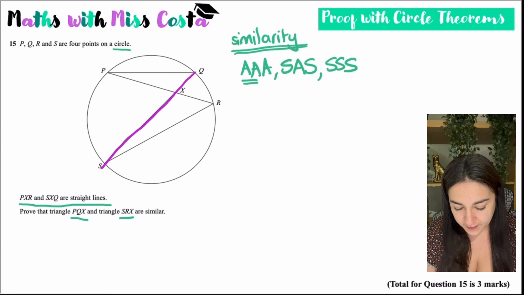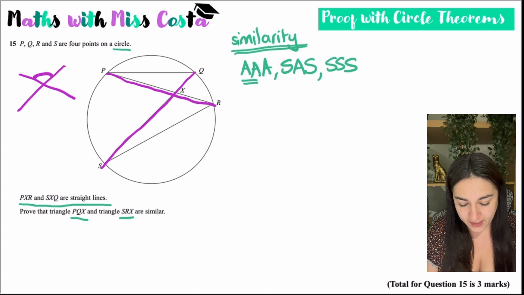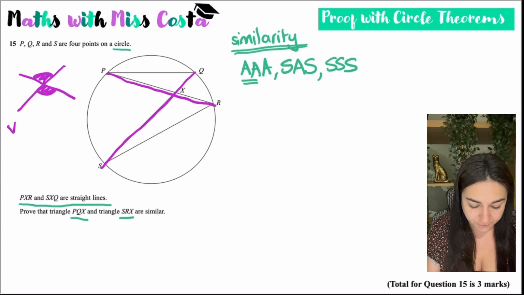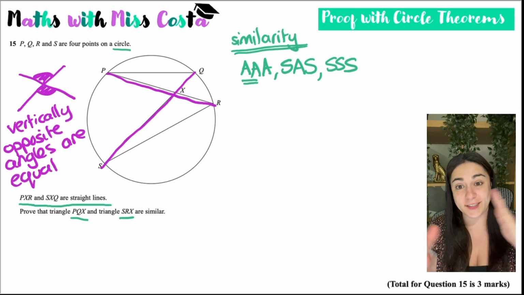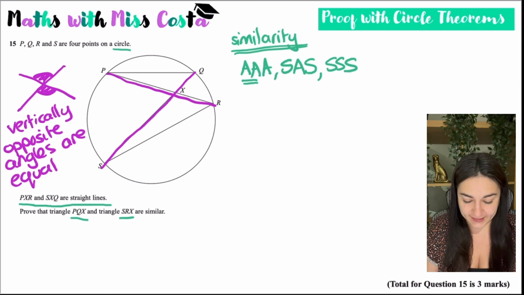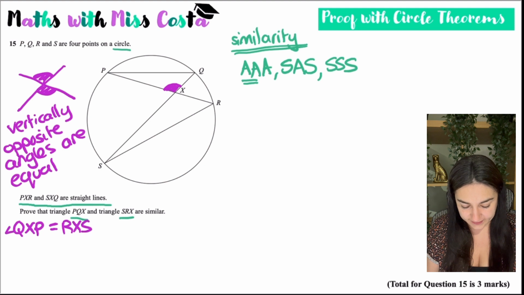So I was told that these 2 lines here are straight lines. If they are straight lines, then you have over here vertically opposite angles. So if you've forgotten about this, then vertically opposite angles are equal. And they are formed by 2 straight lines crossing. So they look like a cross like this, and we know that they are equal. So therefore I know that angle QXP must equal angle RXS as vertically opposite angles are equal.